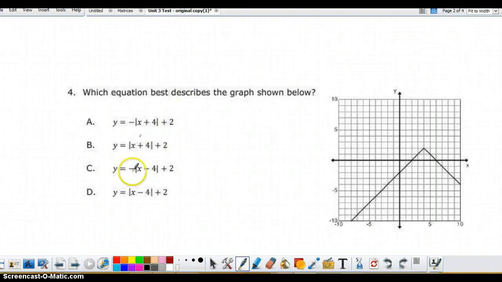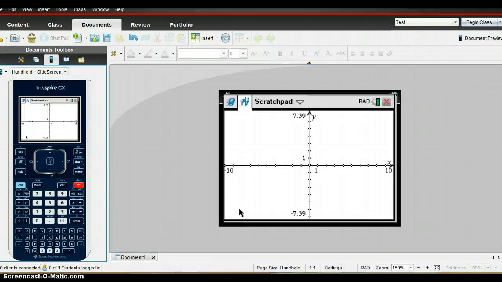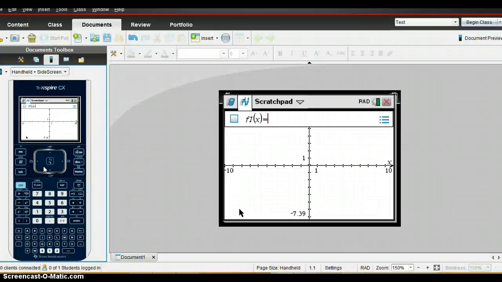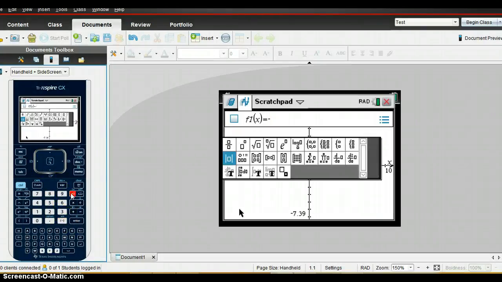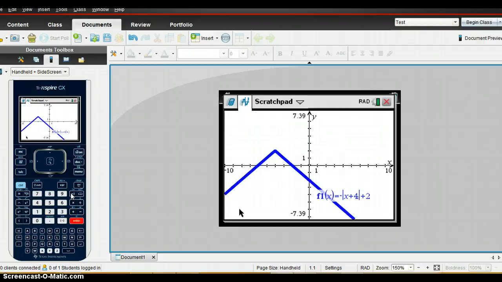Alright, next one. So again, you should be graphing these. If you graph them, you're going to get the right answer. So we're wanting to know which of these is going to match this. So if I come over here, clear what I have in here. Alright, so we have negative absolute value of x plus 4. So negative the absolute value of x plus 4. Oops. Of x plus 4 plus 2 gives me that.